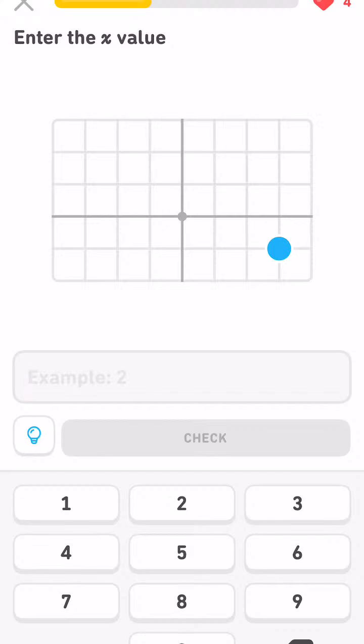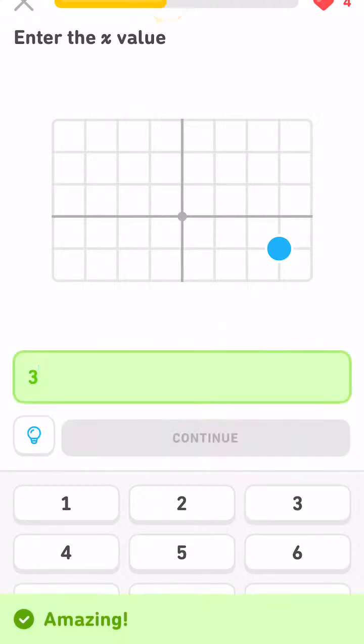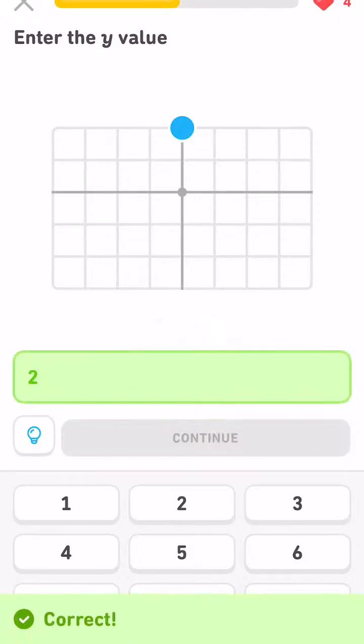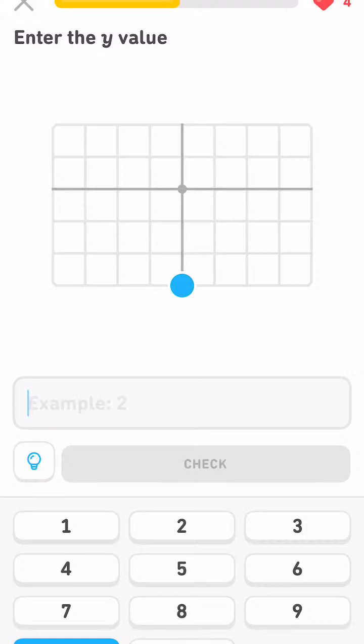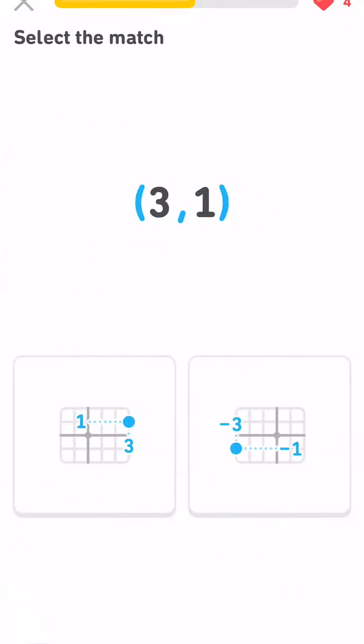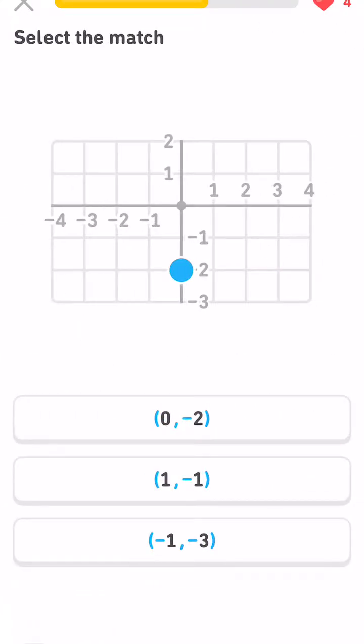Okay, find the X value. So X is 3. The Y value would be 2. The Y value here would be -1 to -3. Okay, 3, 1. So X is 3, Y is 1. And we have 0, -2.